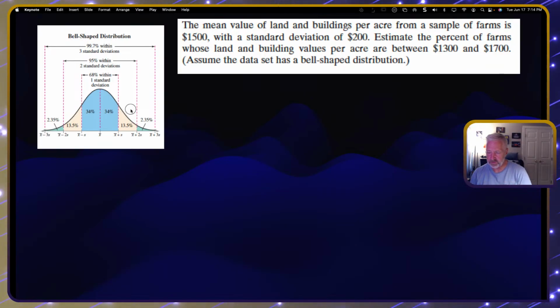So you've got the mean value of land and buildings per acre from a sample of farms is $1,500 with a standard deviation of $200. So I'm going to go ahead and do a little bit of an overwrite here.